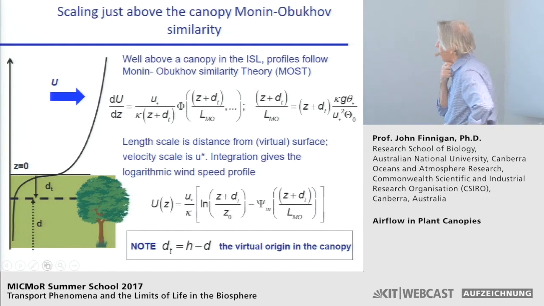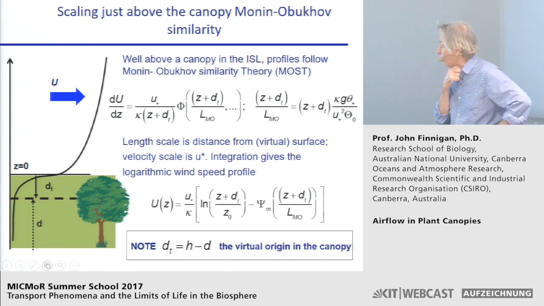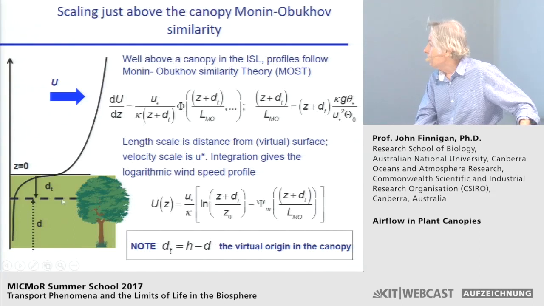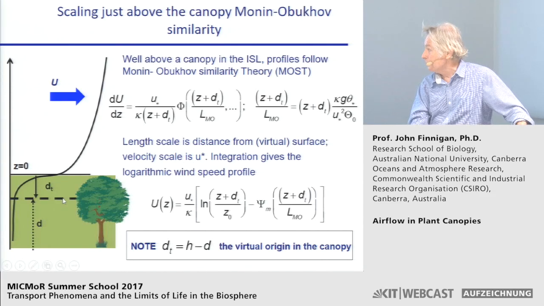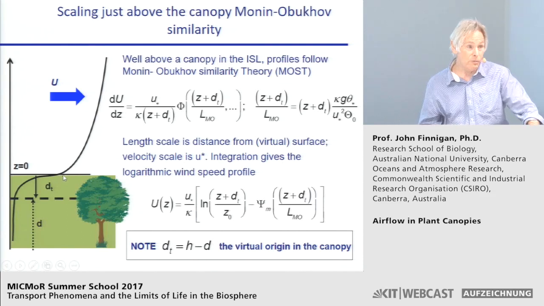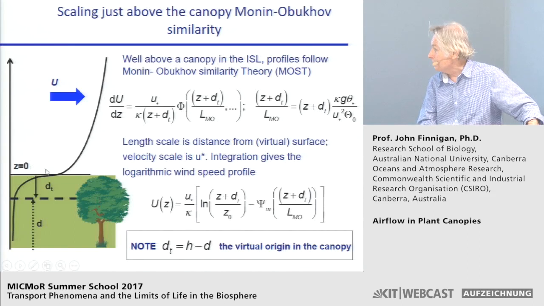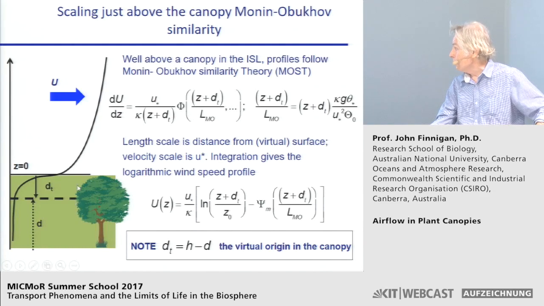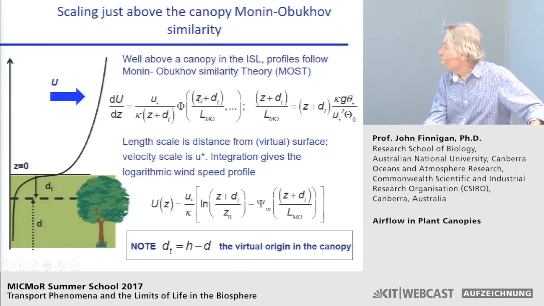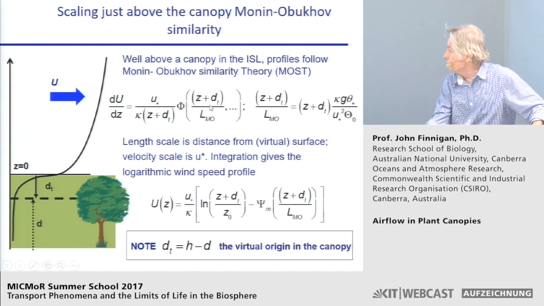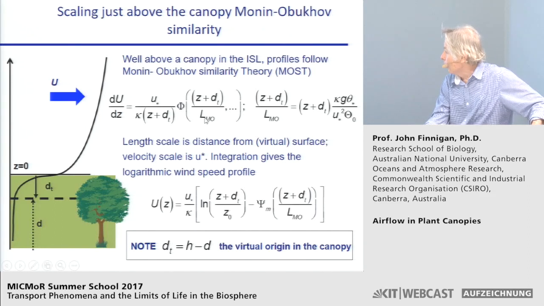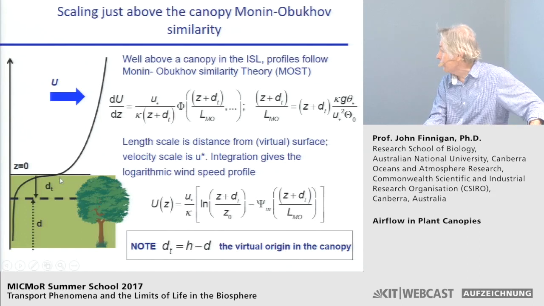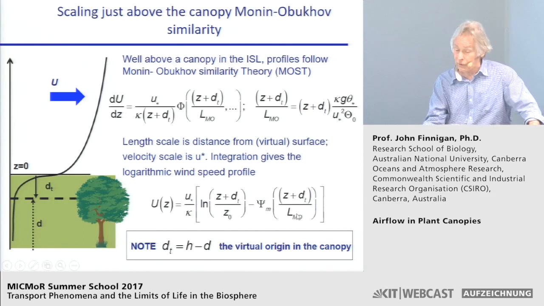So let's have a look at the scaling just above the canopy, just reprising what we just did. Well above the canopy, in the inertial sublayer or the surface layer, we follow Monin-Obukhov similarity theory, or MOST. We have to be a little bit careful: the displacement height is conventionally measured from the ground up, but in dense canopies it's mathematically more convenient to measure it from the top down and make the origin of coordinates the top of the canopy. But either way, we have to change the origin of coordinates to the virtual origin. In this case, I've added a displacement height. And we have a phi function which depends on z, now a new z relative to the virtual origin, and the Obukhov length, and so we go. The length scale is now the distance from the virtual surface, the velocity scale is still u star, and we get the log profile when we integrate all this.